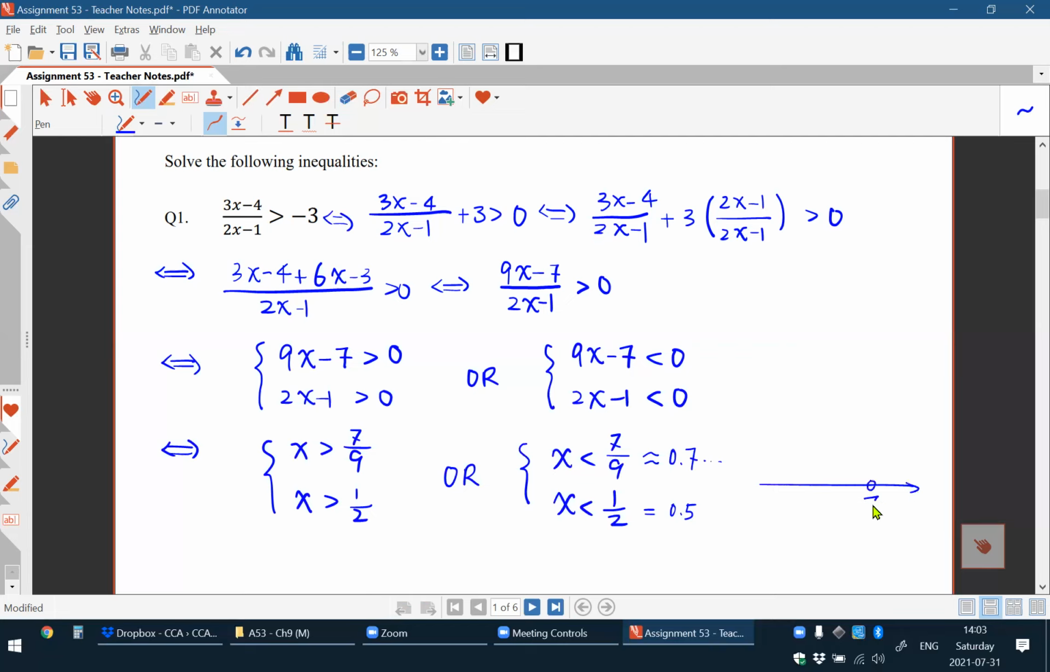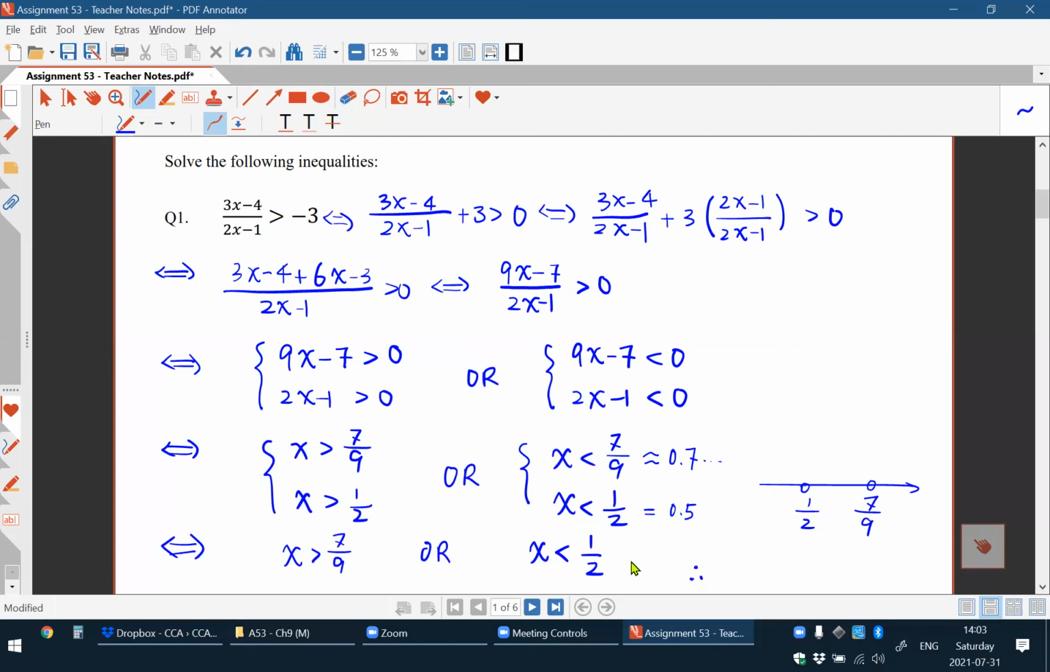So 7/9 is a little larger than 1/2, right? And this is equivalent to, first case, x should be greater than both of the two numbers, this can be combined to x should be larger than the larger number, which is 7/9, right? Second case, x needs to be less than both of the two numbers, this can be combined to x should be less than the smaller number, which is 1/2, right?